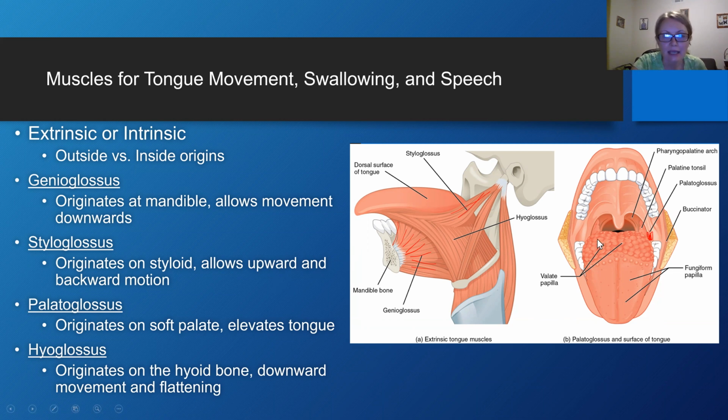So again, if this is our palatoglossus muscle over here, and if it contracts, you can see the tongue will go up. And if this is the hyoid bone, so this is hyoglossus, you see what's going to happen if these muscles contract, it will move your tongue down. So downward movement and flattening of your tongue. So really, if you remember that we always pull the insertion towards the origin, and you see the muscle fibers on a picture, you should be pretty good with their action.